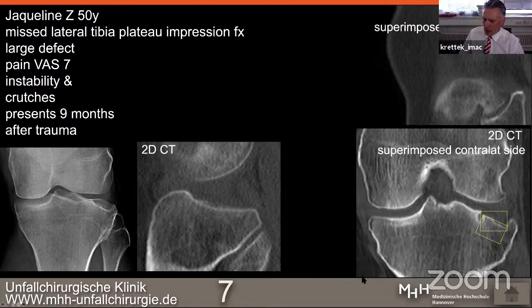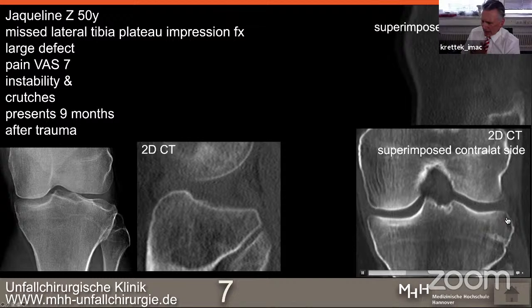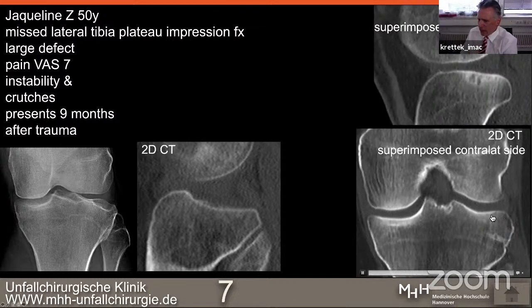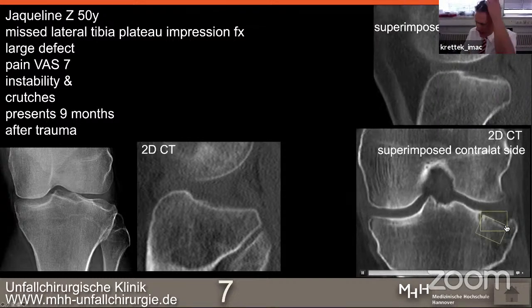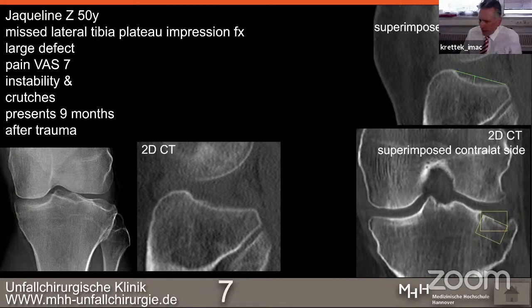And if we go to the AP view and superimpose the contralateral normal CT scan, we see healthy bone, but here in the ipsilateral side we see significant impression of the lateral parts of the lateral condyle.